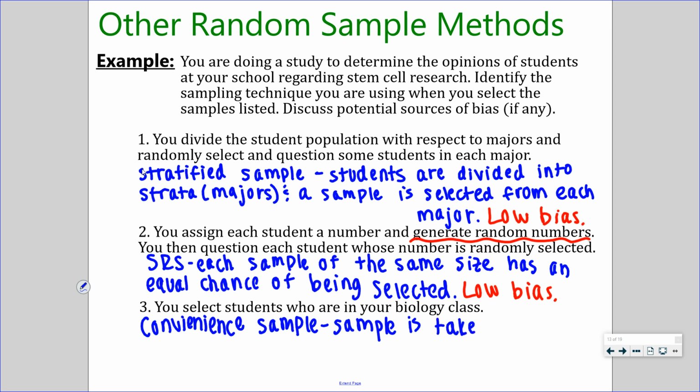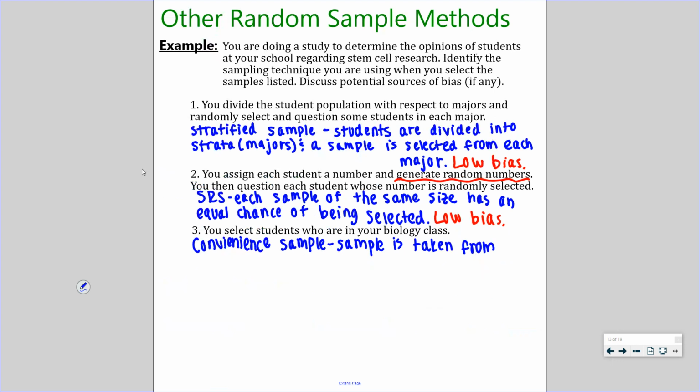Part of your ALEKS assignment for 1.3 is reading through scenarios like this and deciding what type of sampling method is being used between convenience, simple random sample, stratified, cluster, and systematic.